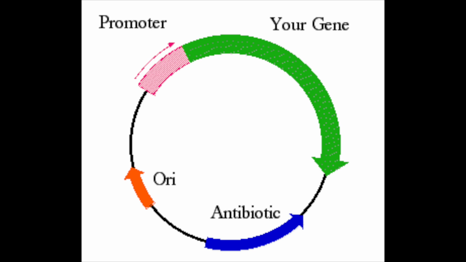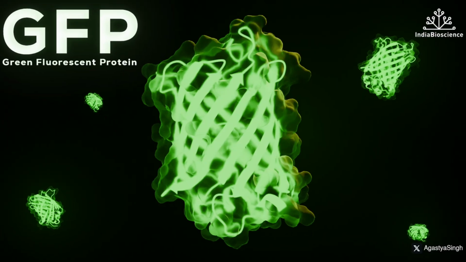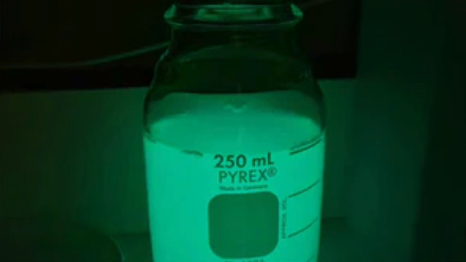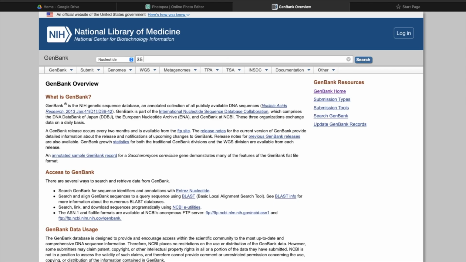One of the most important components of your plasmid DNA is your insert itself, a gene of interest that is basically the correlating sequence of a protein you want to synthesize. Say green fluorescent protein or a lux operon for bacterial bioluminescence. So you'll find the correlating sequence using a database like GenBank.